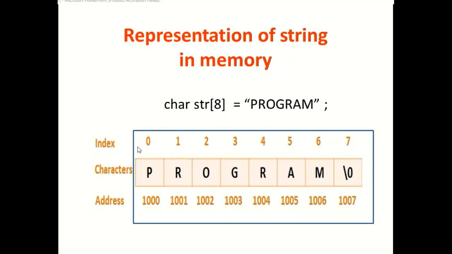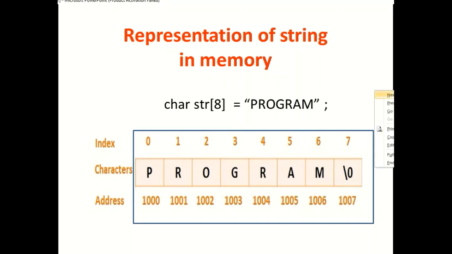The index of a string starts with 0 and ends at the length of the string minus 1. The characters are stored in a sequential manner inside the memory. Here, the address of the first element, which is stored at the 0th index, is 1000. The address of the second member, which is stored at index 1, is 1001, and so on. Here we can notice there is a difference of 1 byte between two consecutive addresses, because the size of a character is 1 byte, so the difference between two consecutive addresses is 1.